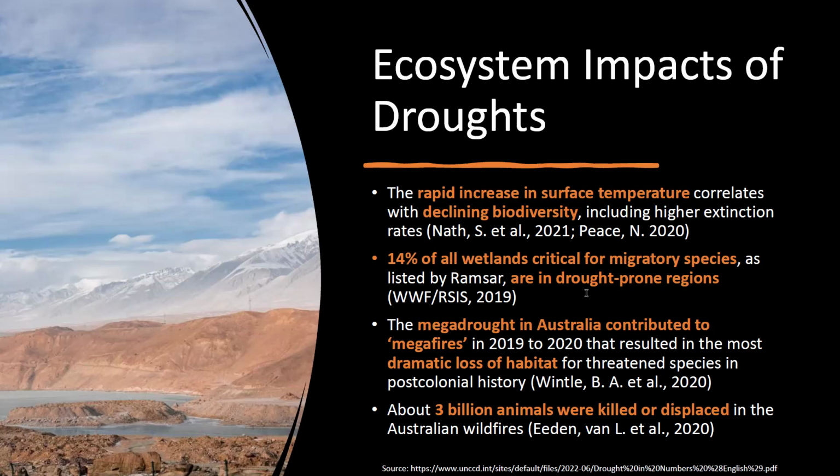Wetlands are a really important thing. Freshwater and saltwater. We're losing a lot of these because they're in drought-prone regions. They're critical for migratory species as well as a ton of other things. Australia and the U.S. have really similar ecosystems and they lost a lot of habitat in the last few years because of the huge drought.